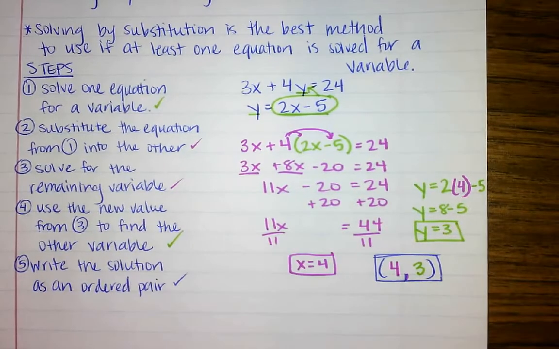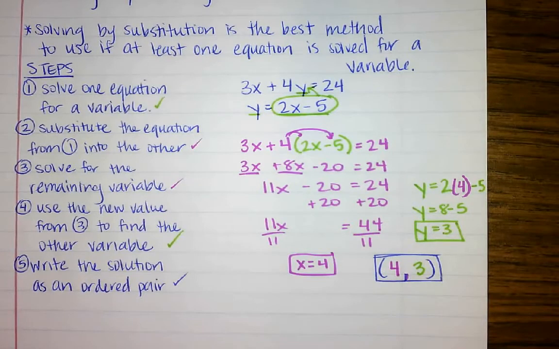So those are our 5 steps of how we solve systems by substitution. You basically substitute in the equation, and then once you solve for the value, you go back and substitute in the value. So we're substituting in twice. The first time we're substituting in an equation, the second time we're substituting in a value.